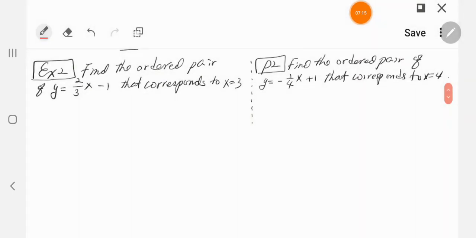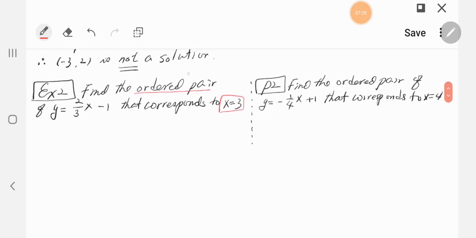Okay, example 2, exercise 2. Find the ordered pair of an equation that corresponds to x equals 3. Already the x value is given, so we want to find the ordered pair. The ordered pair we can write as x and y, right? X coordinate is given, which is 3, so that we can find y. So just plug in the x value and then find y. Then that is the ordered pair.